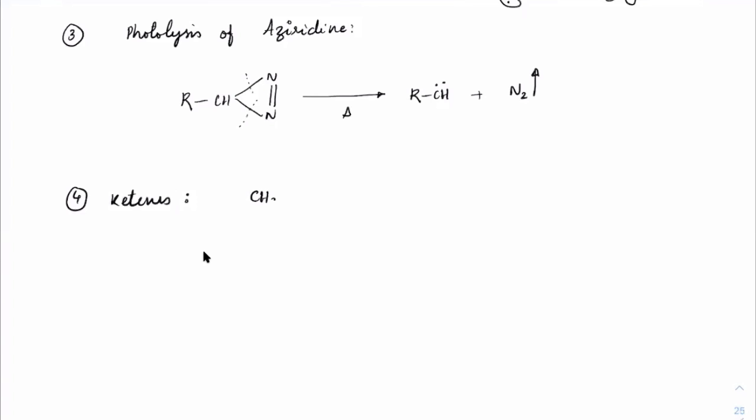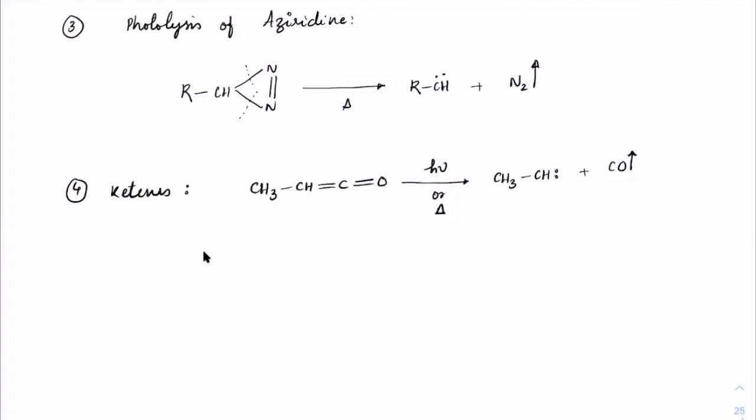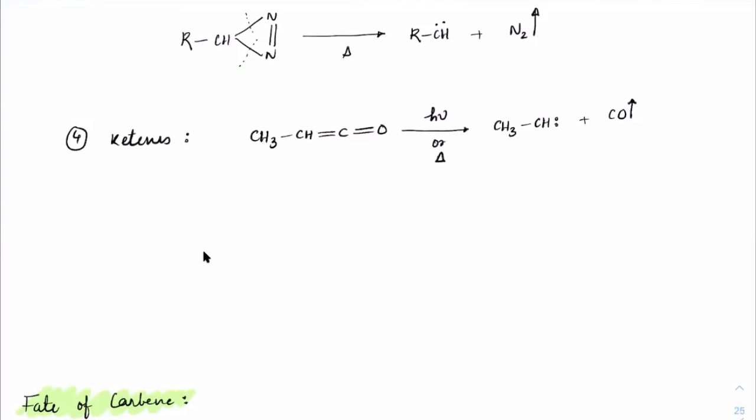In case you have CH3, CH double bond C double bond O. This is a keto form with an ene. That's why it is called ketene. Ketenes also, in case we do photolysis or pyrolysis, would give CH3, CH plus CO. Similar to what you saw in aziridine or diazo molecules, here also the same thing would happen. Check out how the mechanism is.